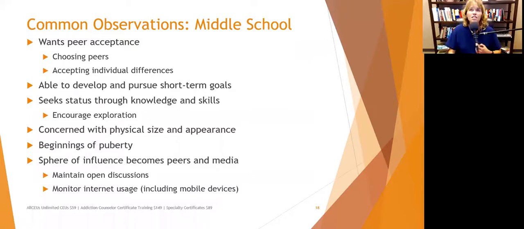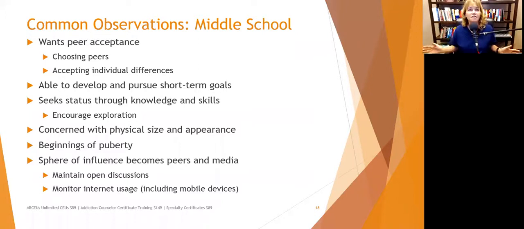They're concerned with physical size and appearance, and they have the beginnings of puberty, which throws a lot of them into a tailspin because now hormones get in there. And hormones, testosterone, progesterone, and estrogen all impact the availability of certain neurochemicals like norepinephrine and serotonin. So it impacts their mood.